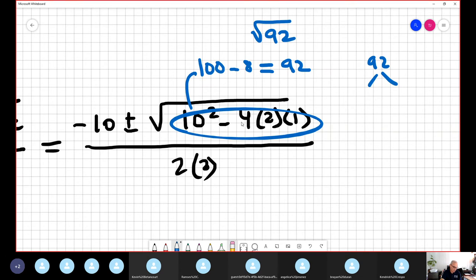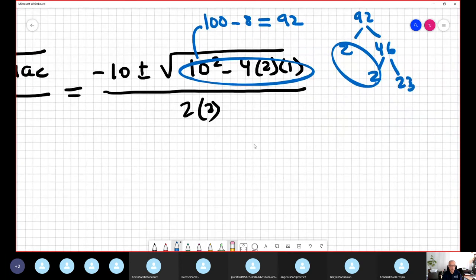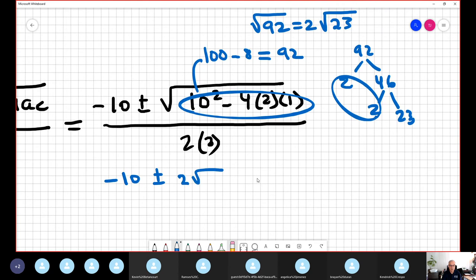And 92, I guess we can simplify a little bit. Because 92 is even, divided by 2 is 46. And divided by 2 again is 23. Absolutely, 23. But at least we have a couple of 2s, which can represent one 2 outside. So this actually is 2 radical 23. And 23, unfortunately, is prime. Okay, so far we have negative 10 plus or minus 2 radical 23, divided by 4, because 2 times 2 is 4.